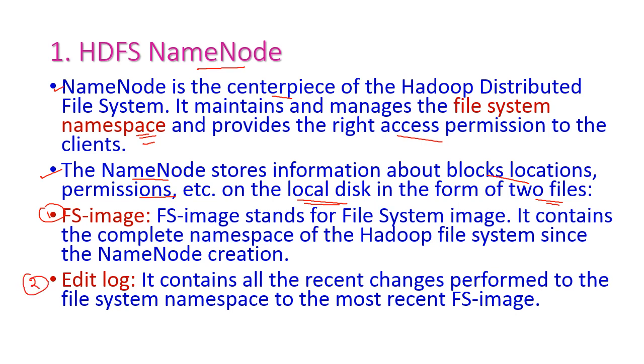The file system image contains the complete namespace of the Hadoop file system since the name node creation. And the second one is the edit log. It contains all the recent changes performed to the file system namespaces relative to the most recent FS image file.